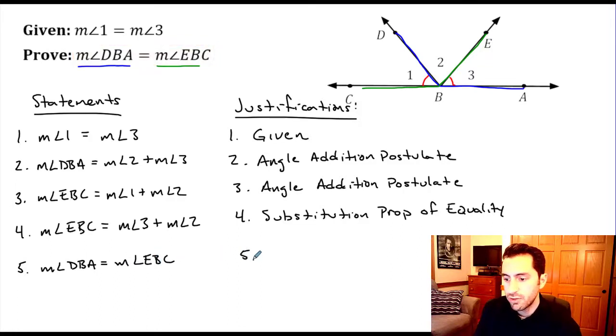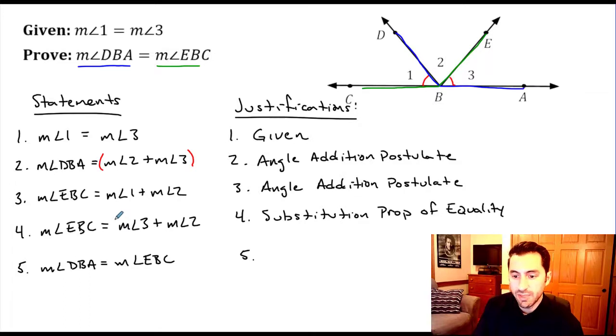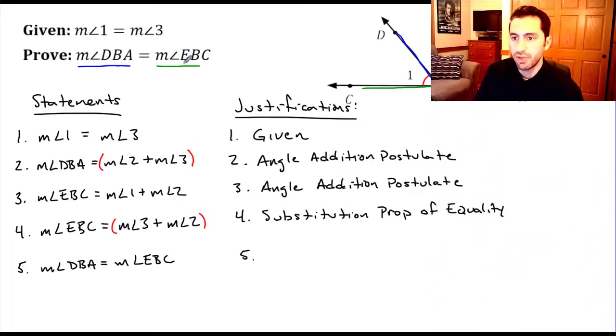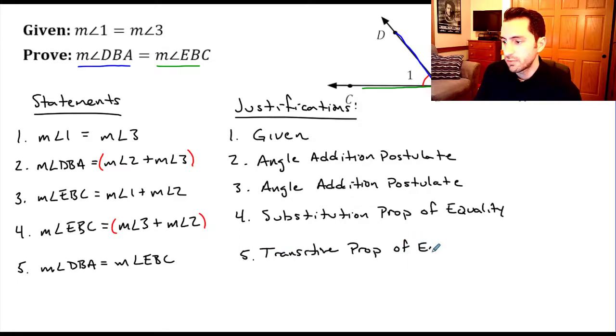And then how do I know I can do that? My justification here: what I have is DBA is equal to angle 2 plus angle 3, and EBC is equal to that same thing. And this is our transitive property. The transitive property of equality says that if two things are equal to the same thing, then they're equal to each other. And that's it. So that's the statement we wanted to prove. That's the end of our proof.